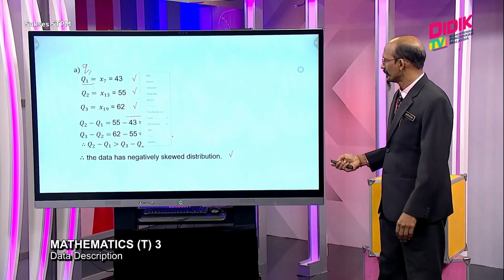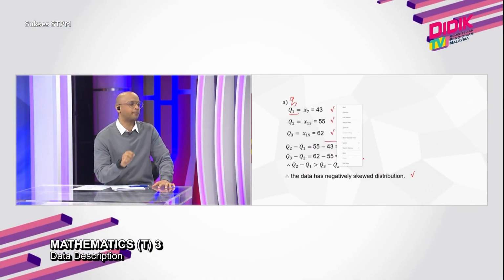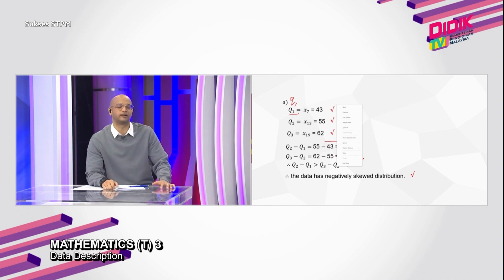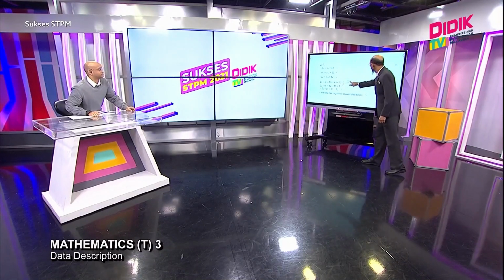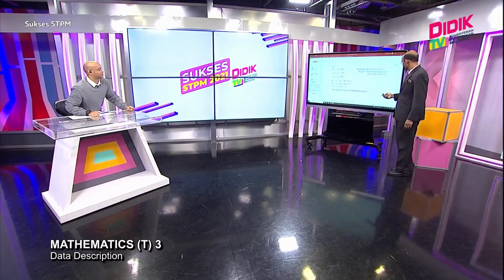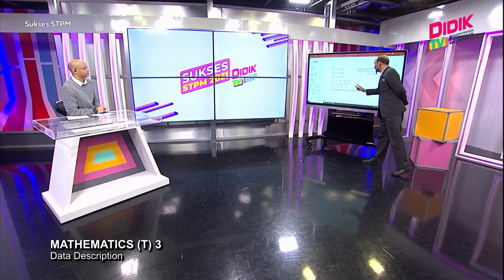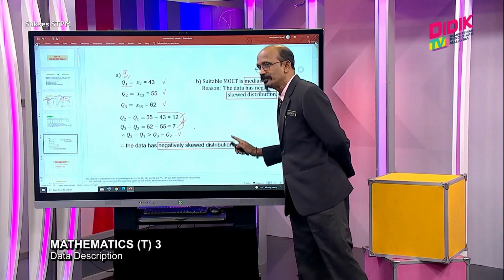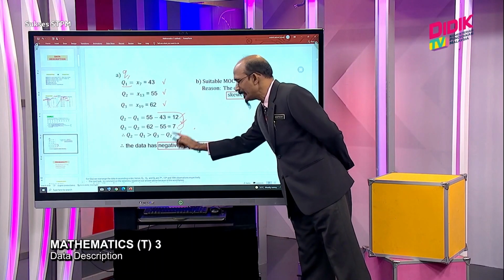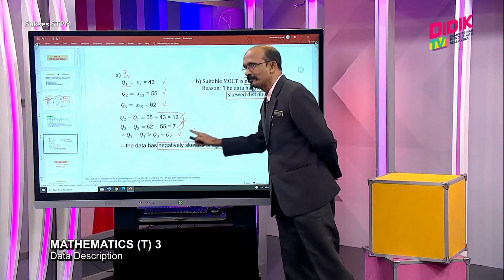I do have one more question. For example, here the data has negatively skewed distribution. But what happens if we do not include the word negatively there? If you notice here, the statement will be the data has negatively skewed distribution. But the most important word here is negatively. If you fail to write the word negatively, marks will be deducted. That means this one will be wrong, even though your working here is correct.